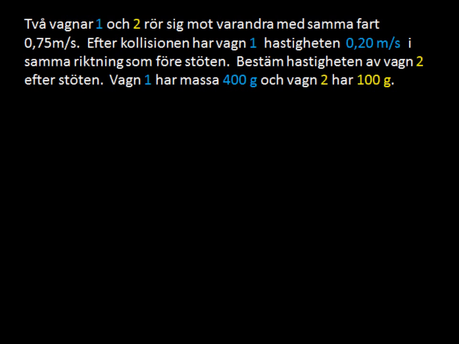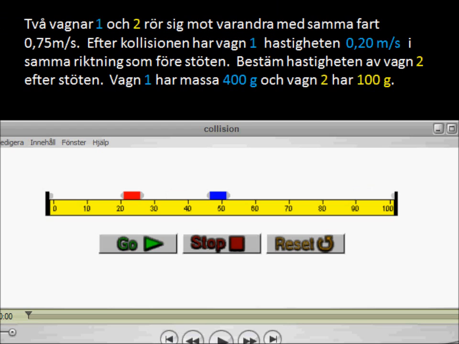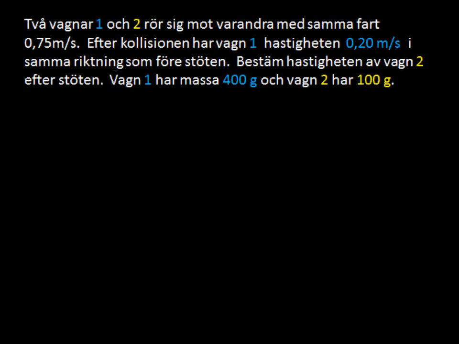Now I've programmed a little simulation to demonstrate this in case you have a hard time with it. Here they go. Different mass, same velocity. Now you can see the red one, it was the bigger mass, so it kept moving. And the blue one was the lower mass, and it took off quick. But they started off with the same speed, 0.75 meters per second. Just the one was facing this way, and the other velocity was taken off that way. So one would be negative.